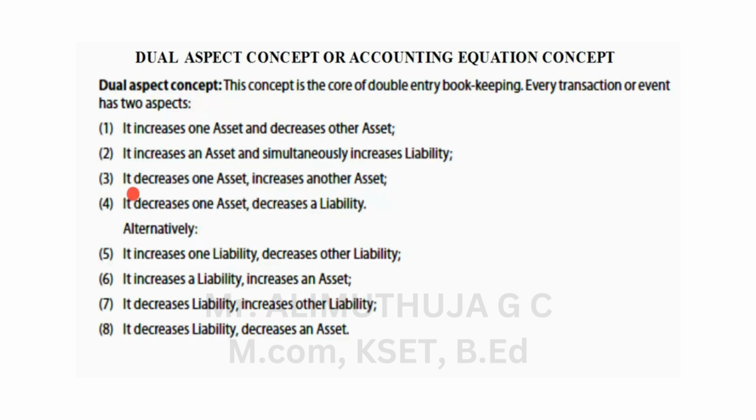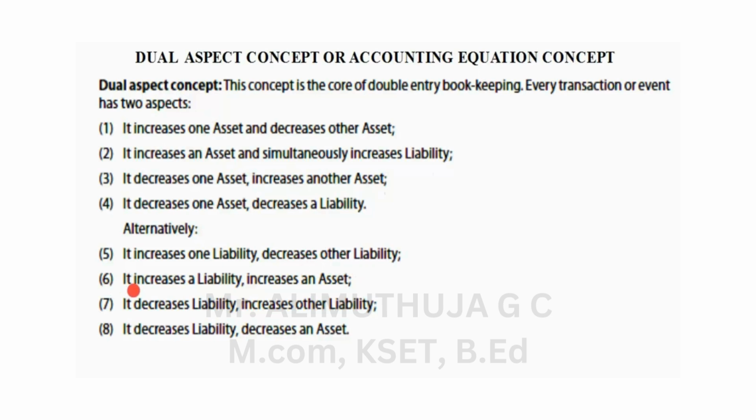Point 3: it decreases one asset, increases another asset. Means a decrease in one asset, and a corresponding and equal amount of increase in another asset. Point 3 is just opposite to point 1. Point 4: it decreases one asset, decreases a liability. Means a decrease in one asset, and a corresponding and equal amount of decrease in liability. Point 5: it increases one liability, decreases another liability. Means an increase in one liability, and a corresponding and equal amount of decrease in another liability.